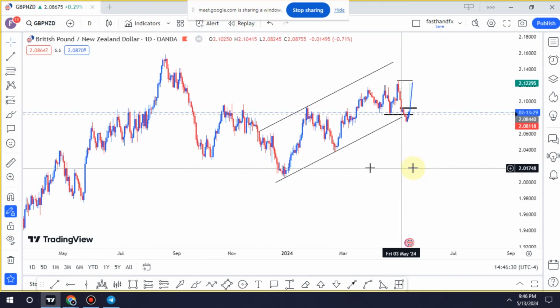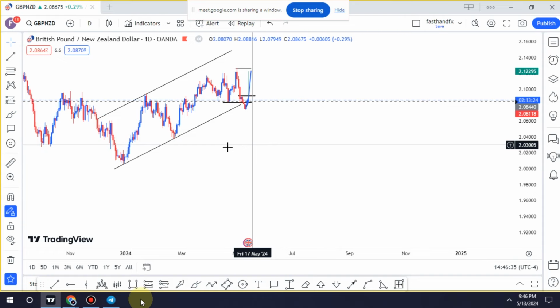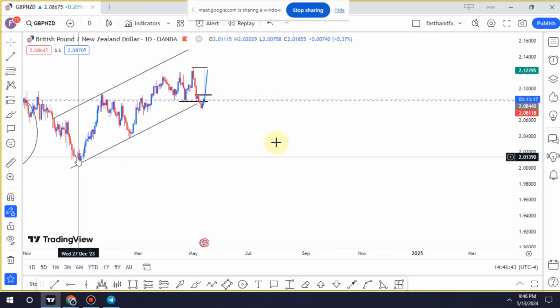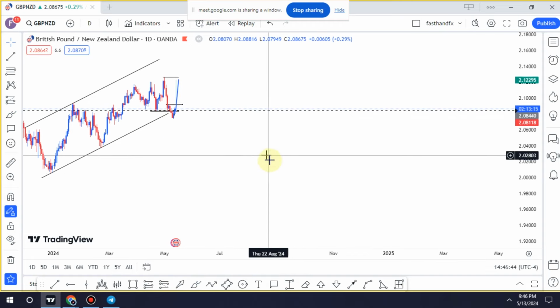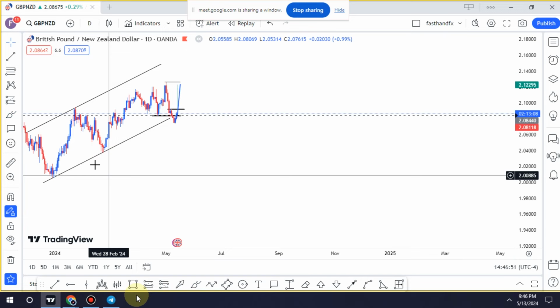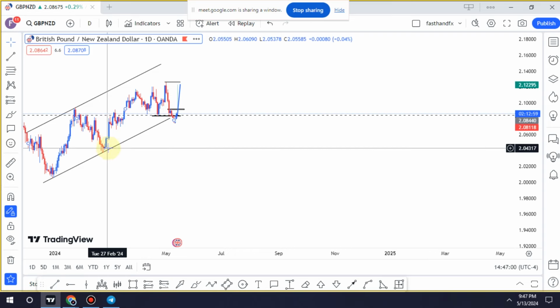Remember, I said when you see an inverse head and shoulder or a head and shoulder, hide the left shoulder. If this is the left shoulder and I hide it, this is the head. This is actually what I came up with, my own invention, hiding the left shoulder. So like I say, start your drawing from the head. Make sure the trend line passes through the right shoulder, giving it the second touch.